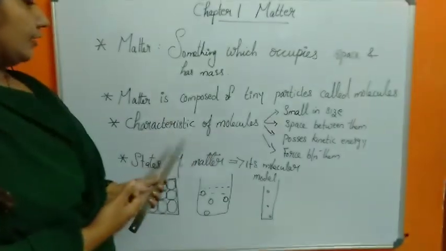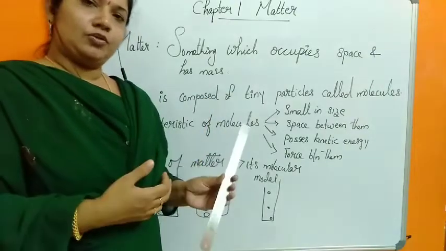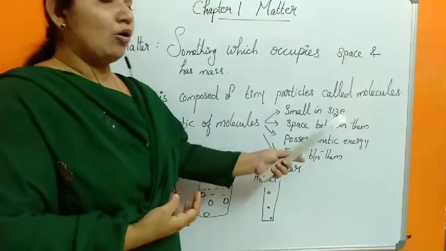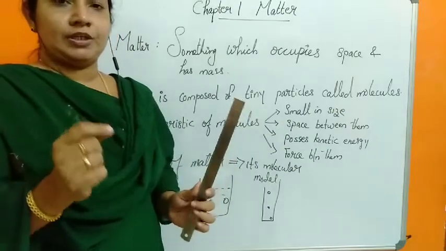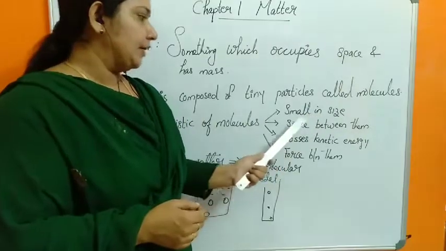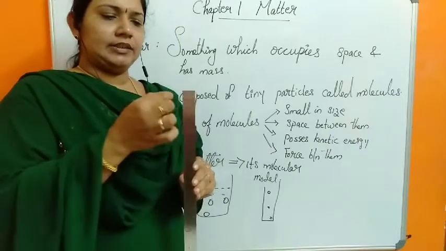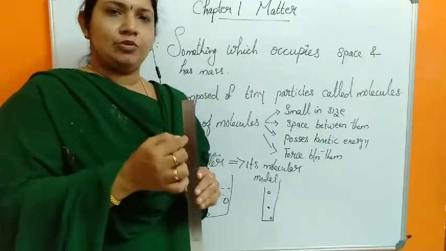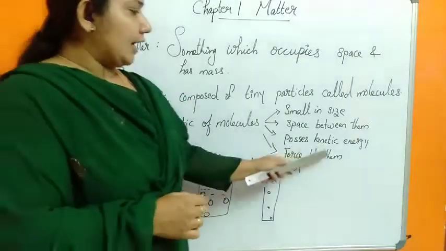There are 4 characteristics of molecules. As we all have different characters, the molecules also have 4 different characters. The first character is that they are small in size. They are very tiny and we are not able to see them with our naked eyes, so we can say that they are very small in size. Second, they have space between them. In this scale there are millions of molecules, but between these molecules there is a small space. And they possess kinetic energy.